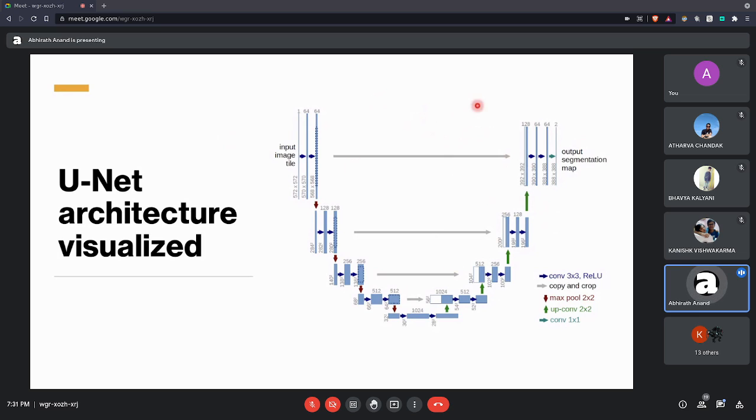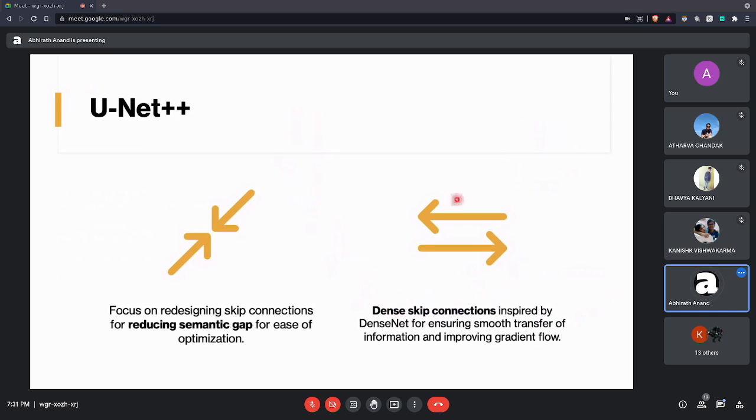It helps in gradient flow. It helps in making the optimization problem easier. And this has become more or less a staple in neural networks these days. So Unet++ focused on redesigning these skip connections for reducing the semantic gap for ease of optimization. This is a term that the original paper uses.